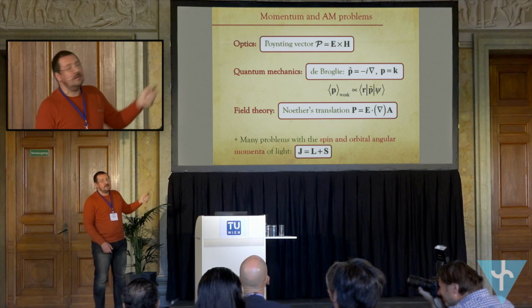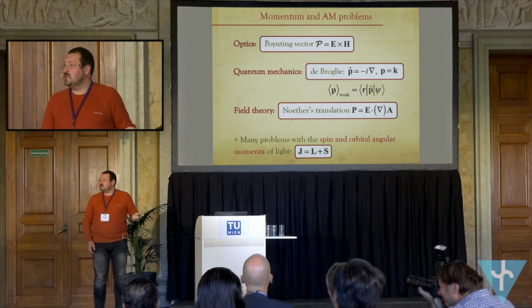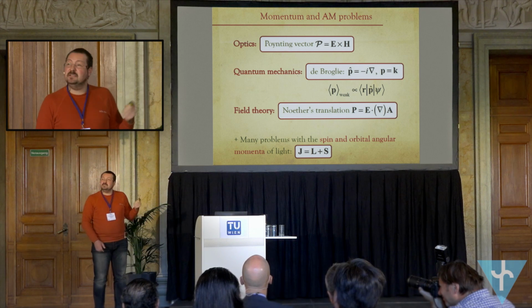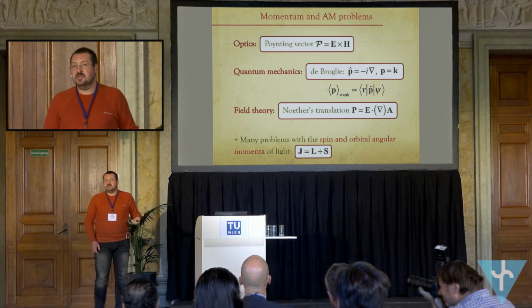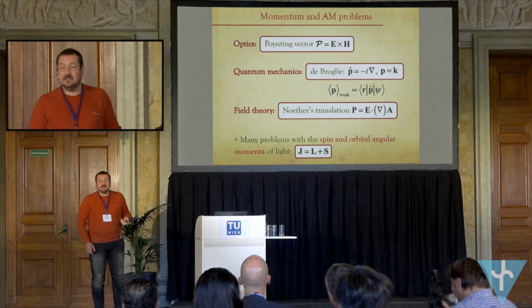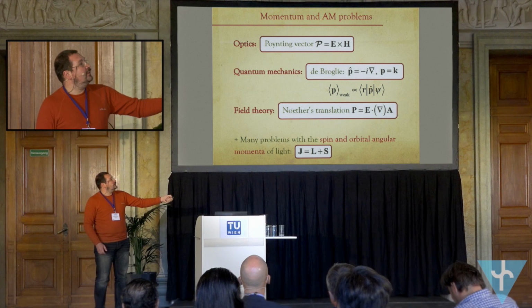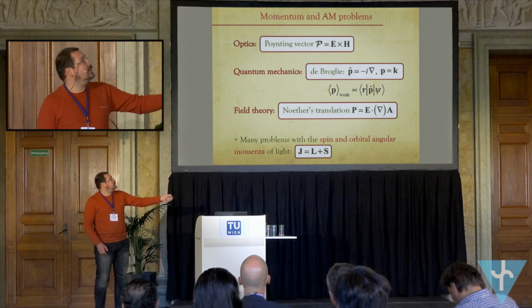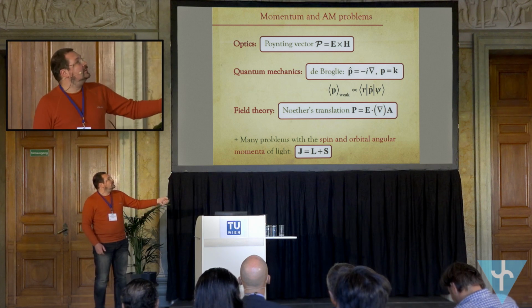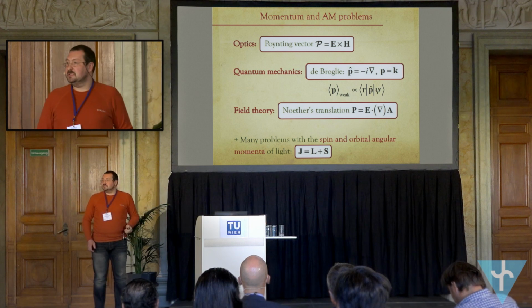And if we take another formalism, which is electromagnetic field theory, relativistic field theory, we can derive momentum density using the field Lagrangian and the Noether theorem for space-time. And then we derive this momentum density, which involves the electric field, the vector potential and the gradient operator, which again looks very different from these two theories.